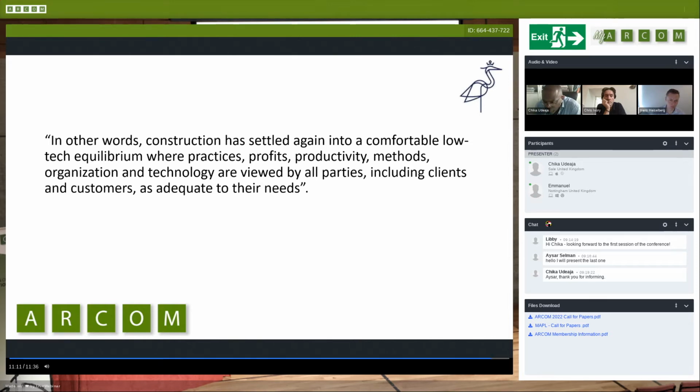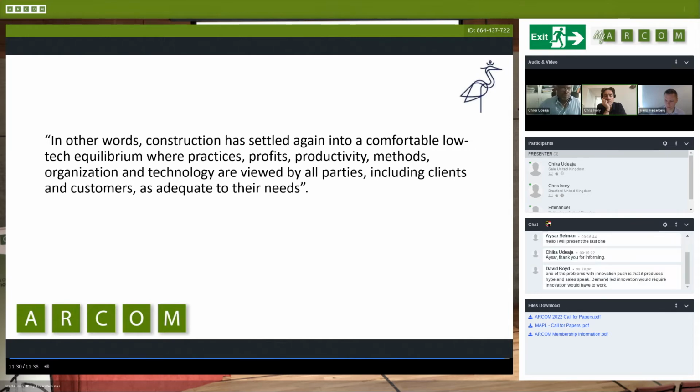And just a quote from the paper to finish here. In other words, construction has settled again into a comfortable, low-tech equilibrium where practices, profits and productivity, methods, organization and technology are viewed by all parties, including clients and customers, as adequate to their needs. And I will finish there.